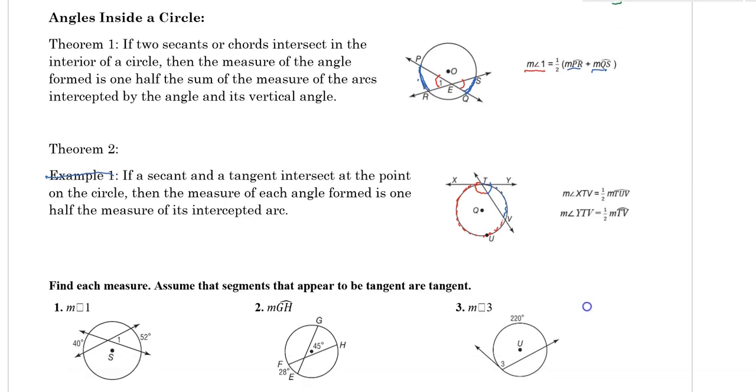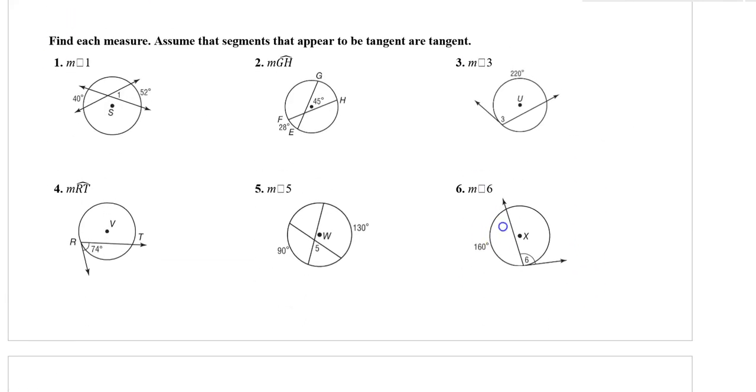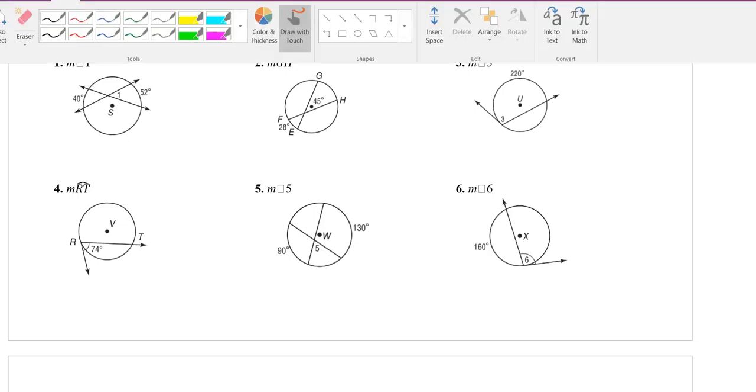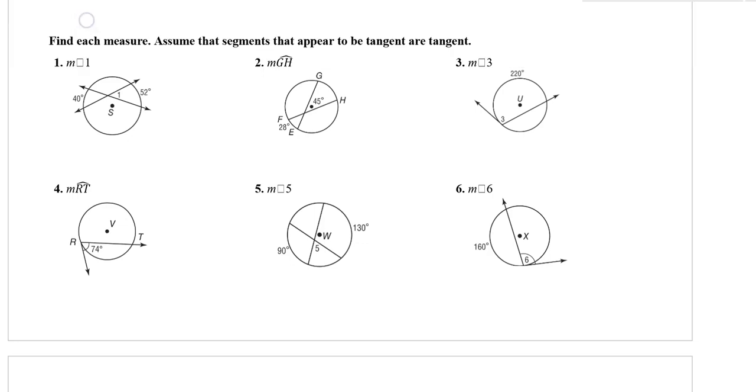So let's look at a bunch of examples. Find each measure. Okay, assume that segments that appear to be tangent are tangent. So all it's saying is if it looks like it only hits in one spot, then it is. Okay. So this first one is using our first theorem. I want to find this angle.